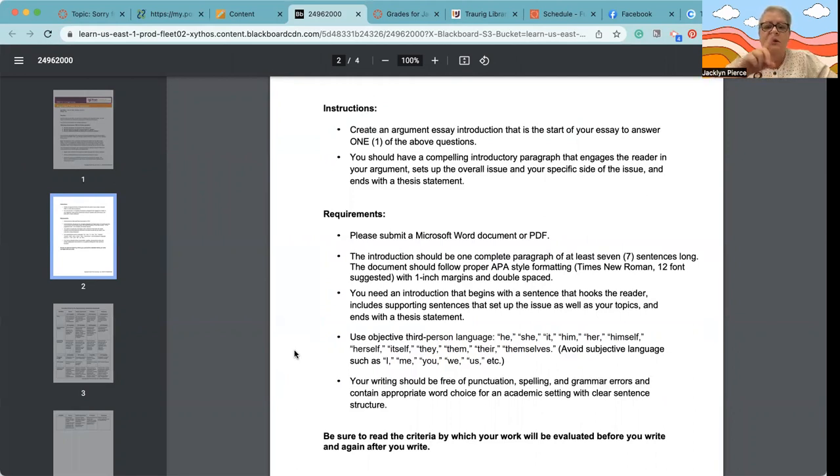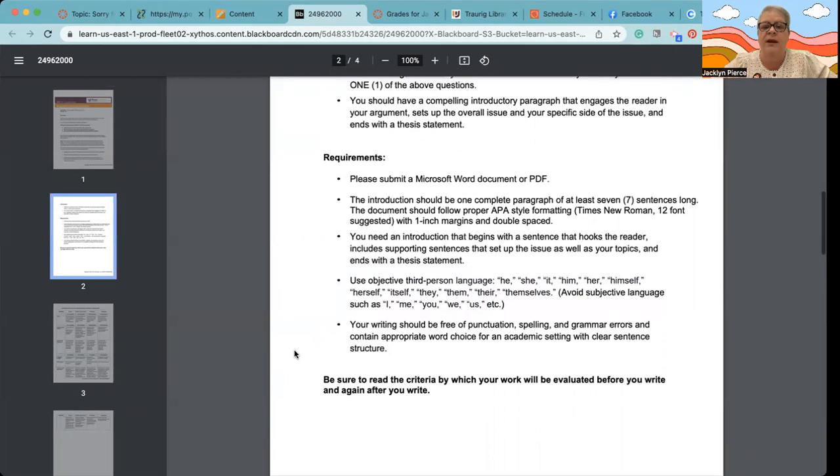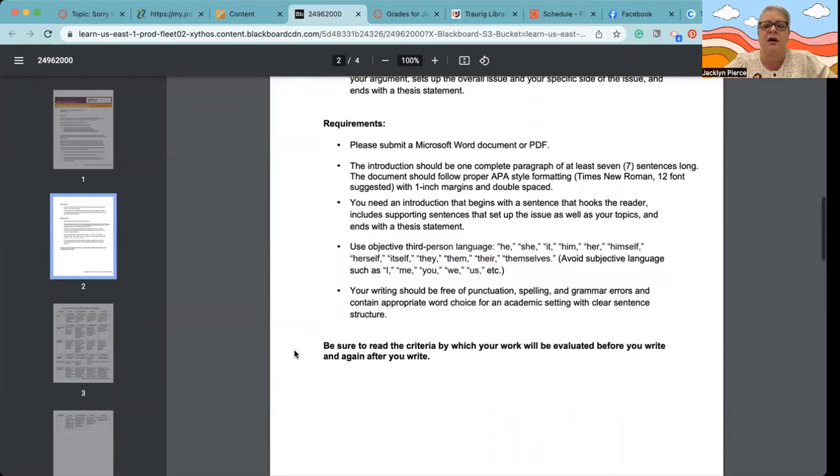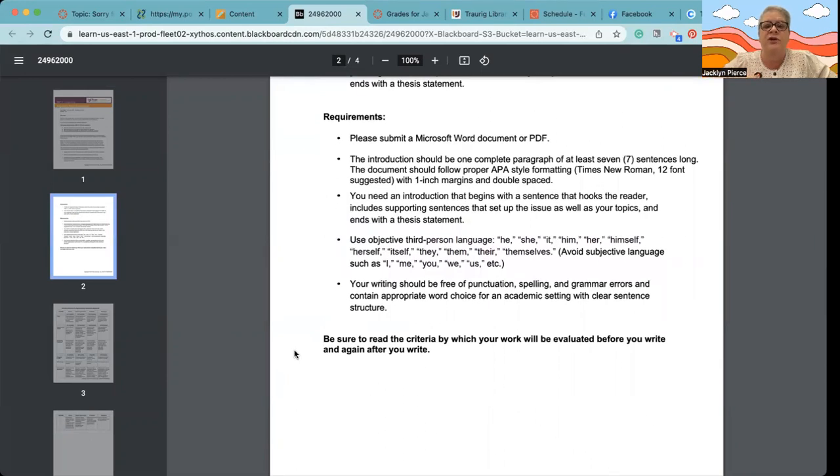So your introduction, it's only one paragraph. It needs to be at least 7 sentences long, and you're going to use those APA formatting things that we've been using all along. Use objective third-person language. Do not say, I believe that pay gaps are bad. I believe that da-da-da. It's your paper. We know it's your paper. So do not use the first person.